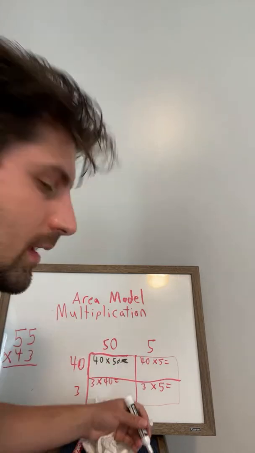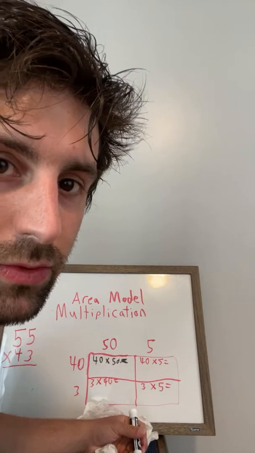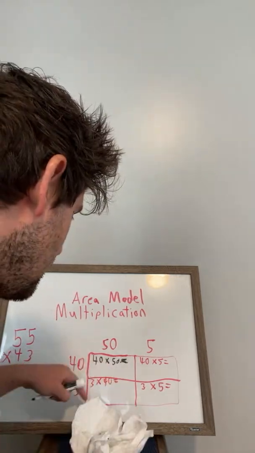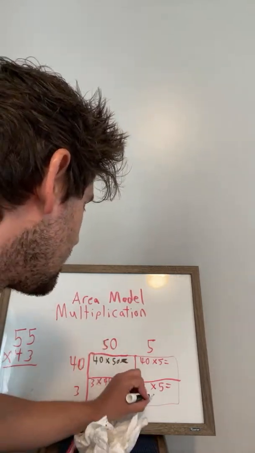Alright, so we'll start with the easiest one first. I always say start with the easiest one first. I don't want to mess up. 3 times 5 equals 15.